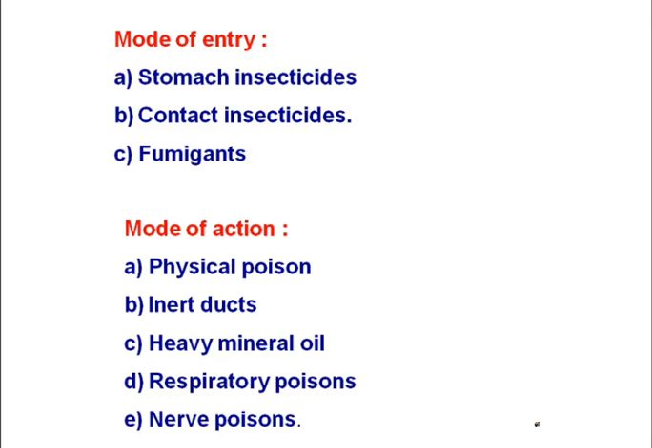Now the next type we have seen is based on the mode of entry in the insect. The first is stomach insecticides. So how do these insecticides attack the stomach of the insect? The insecticides eaten by insects are known as stomach insecticides, and these insecticides are active against chewing insects such as caterpillars, grasshoppers, etc. Their application is through their food and entry through the midgut of the insect. For example, DDT and HCH.